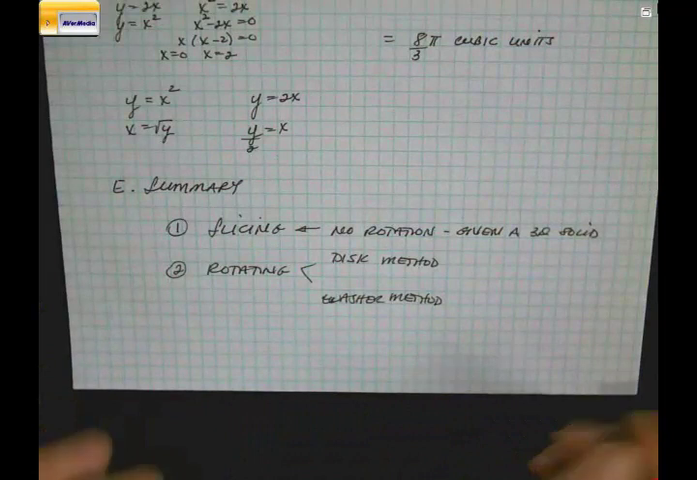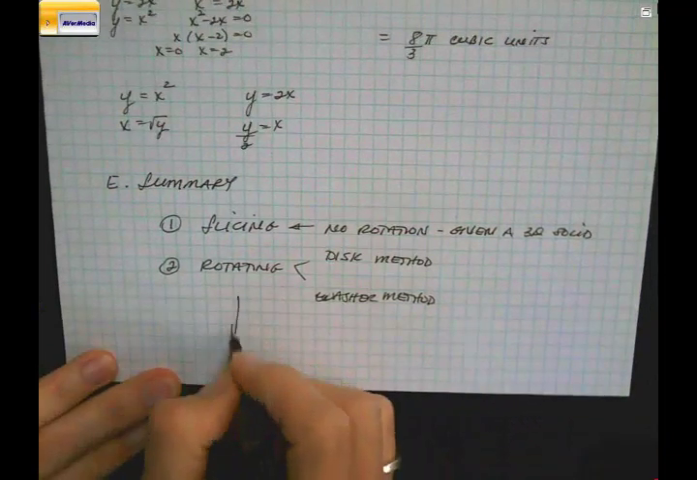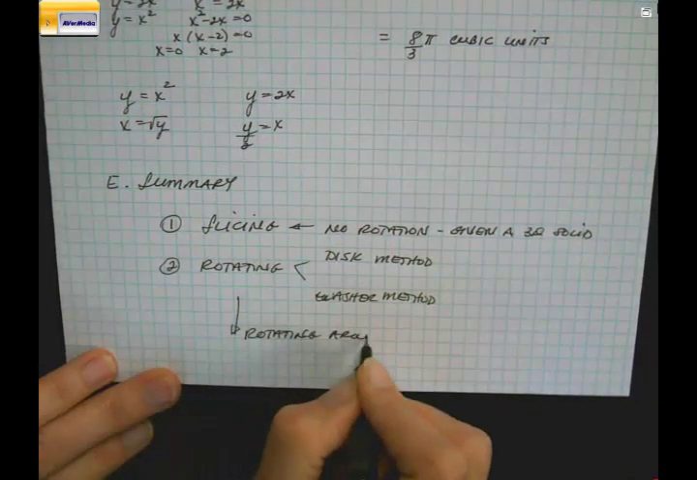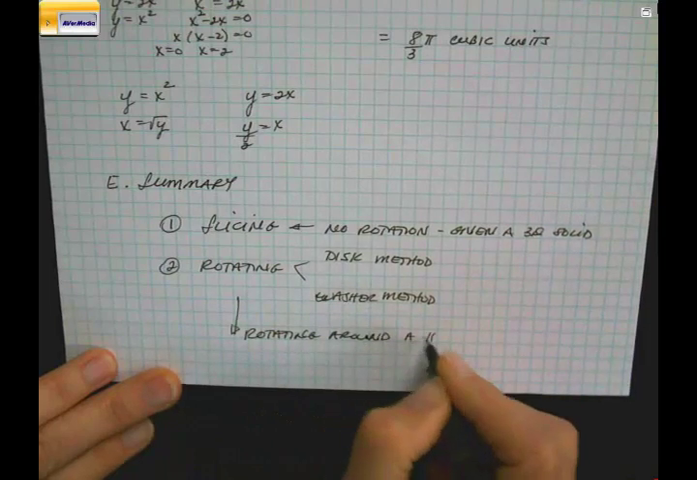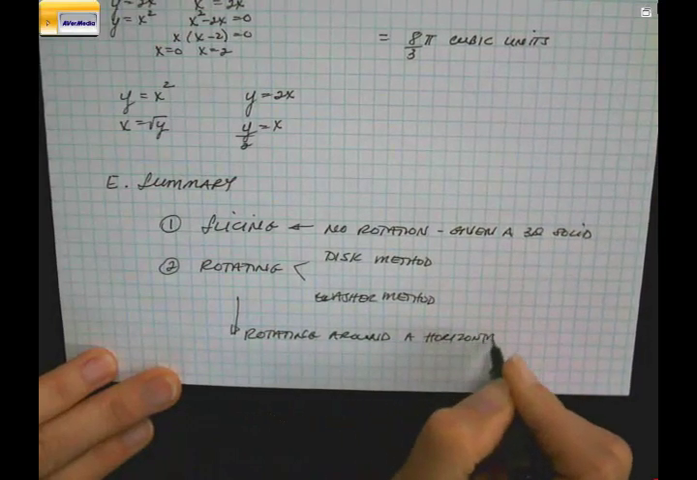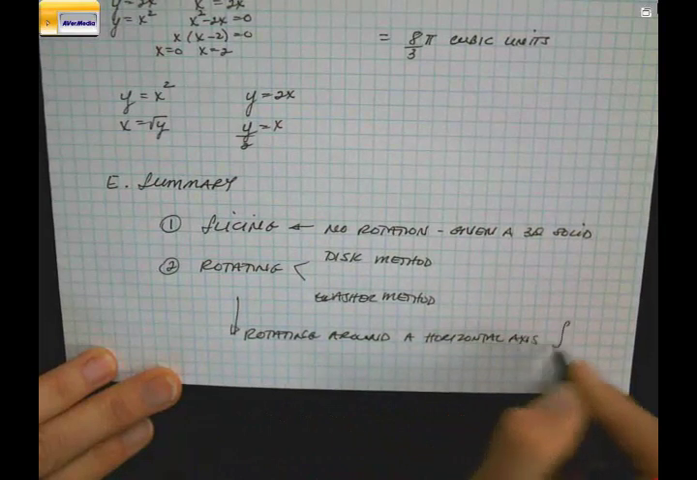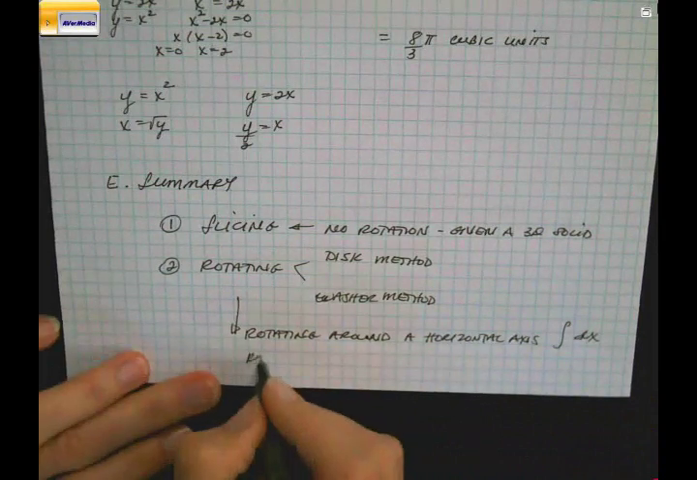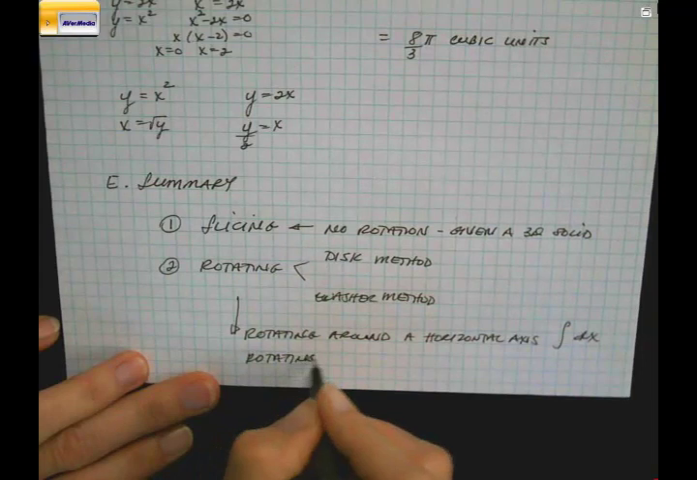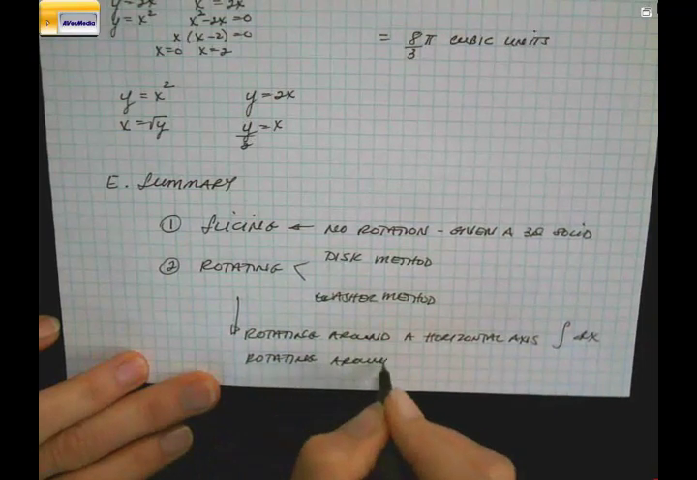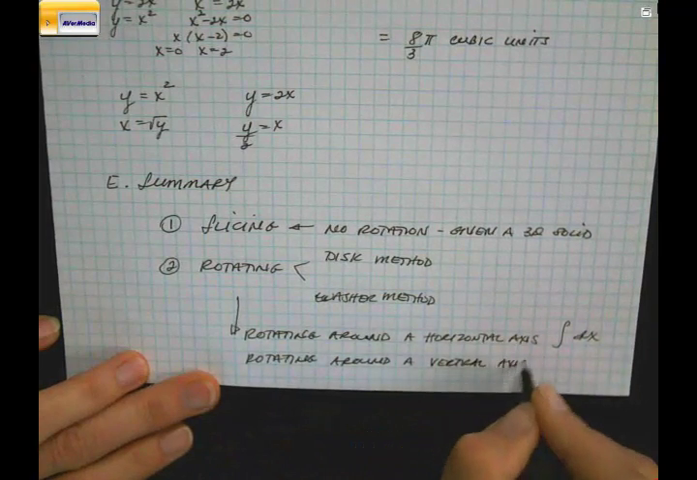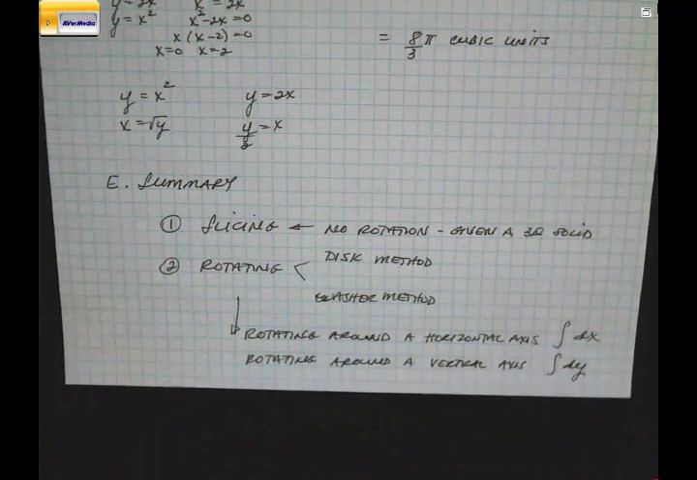Be extremely careful. In all cases, in rotations, if you are rotating around a horizontal axis, then you're integrating with respect to dx. Everything must be in x. If you're rotating about a vertical axis, then everything must be in y, including the upper and lower limits of integration. So you have to be very careful.